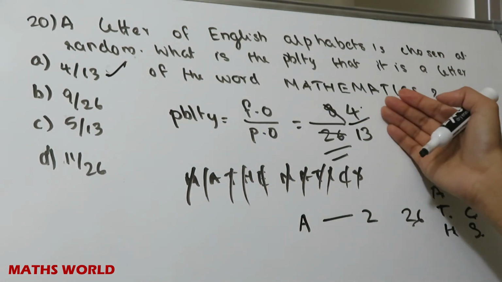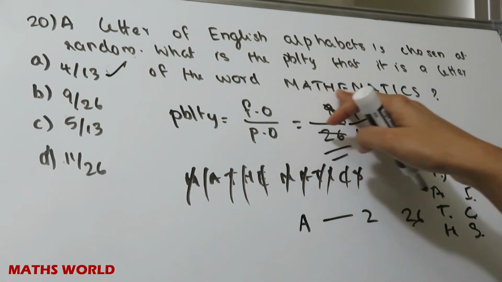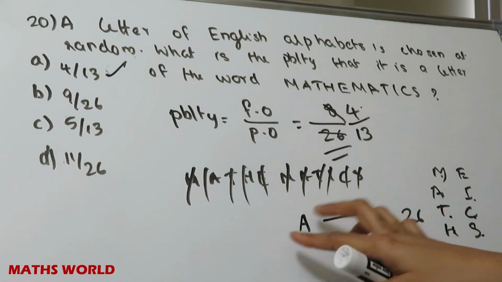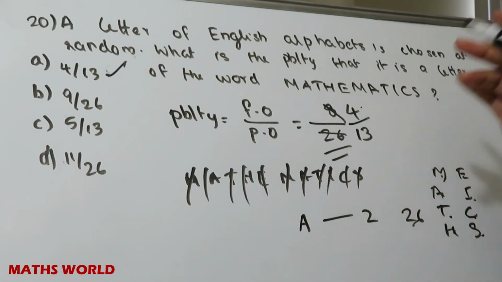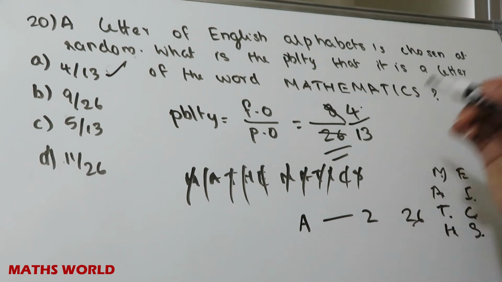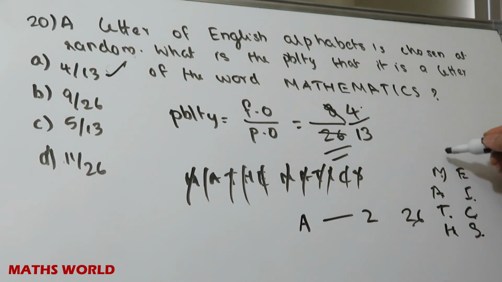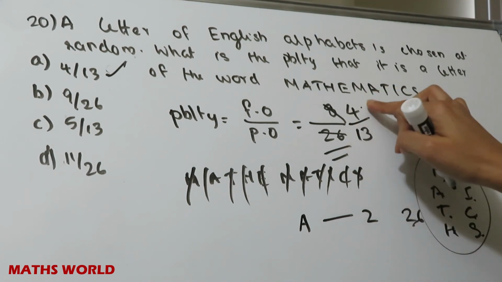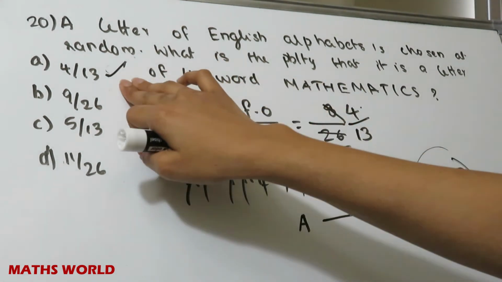Here you need to remember one point. In this word mathematics, some letters are repeating. We need not count those twice. We need to count them once. So the total number of favorable outcomes is 8. 8 by 26 is equal to 4 by 13. 4 by 13 is the correct answer option.